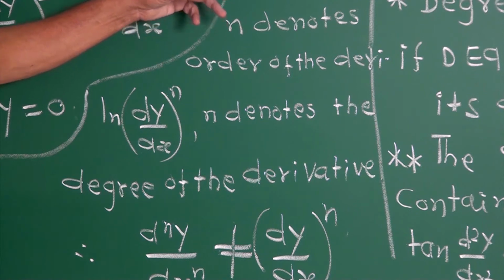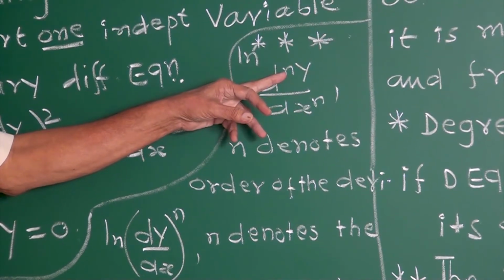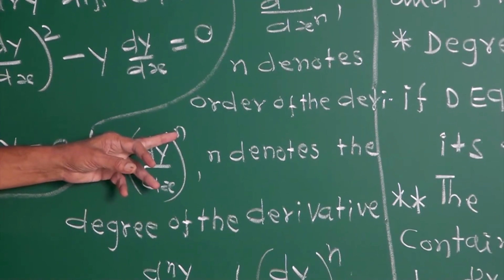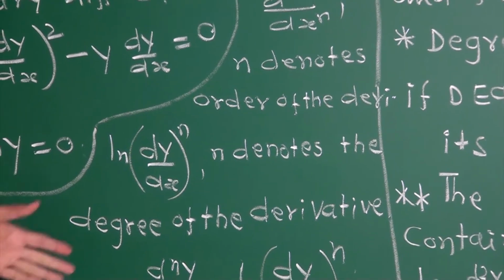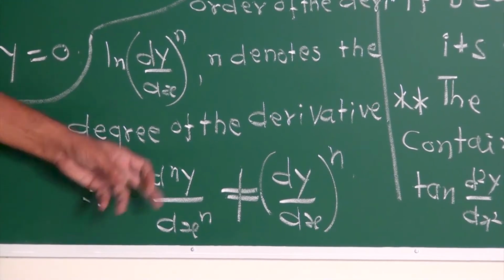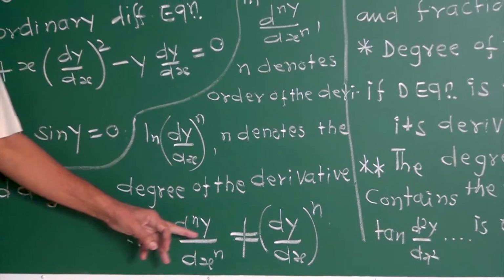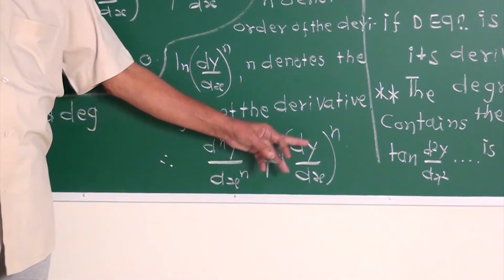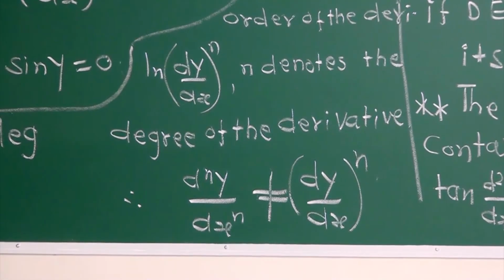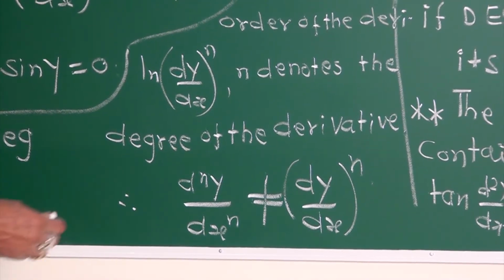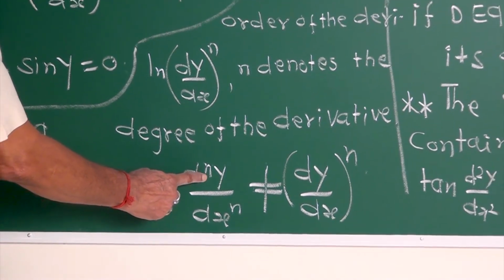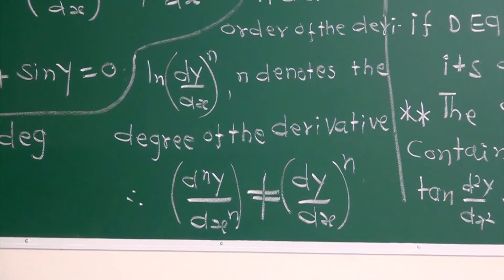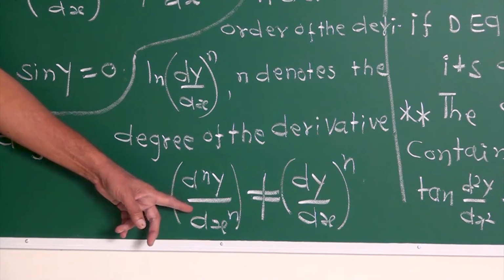Degree. In this symbol, d^n y by dx^n, this n denotes the order of the derivative. And in the other, it is the degree of the derivative. Therefore, one is order, another is degree, which means they are not equal. d^n y by dx^n is not equal to (dy by dx)^n. My friends, if its order is n, can you tell what its degree is?